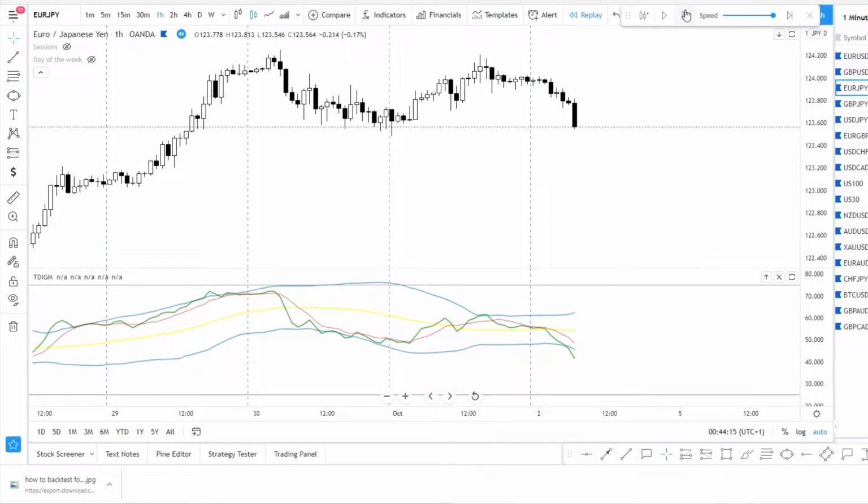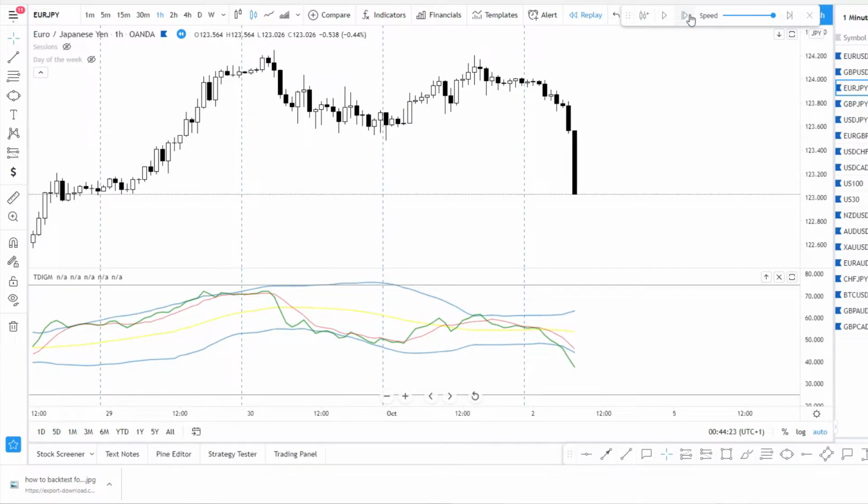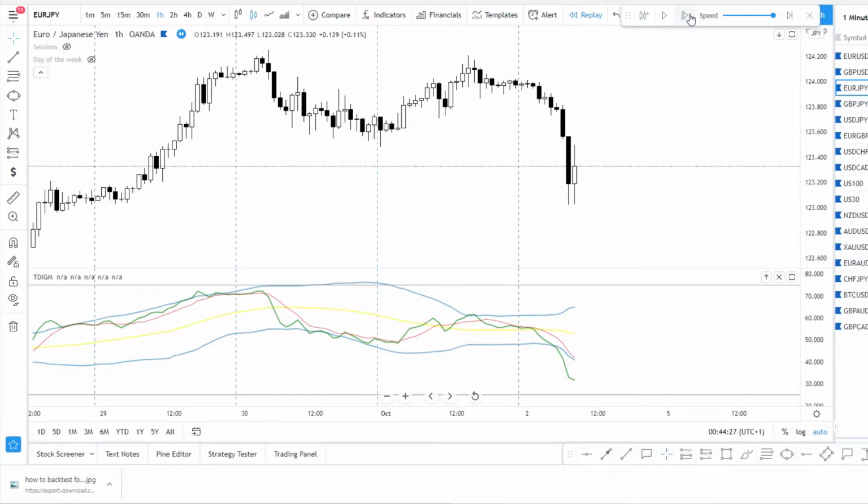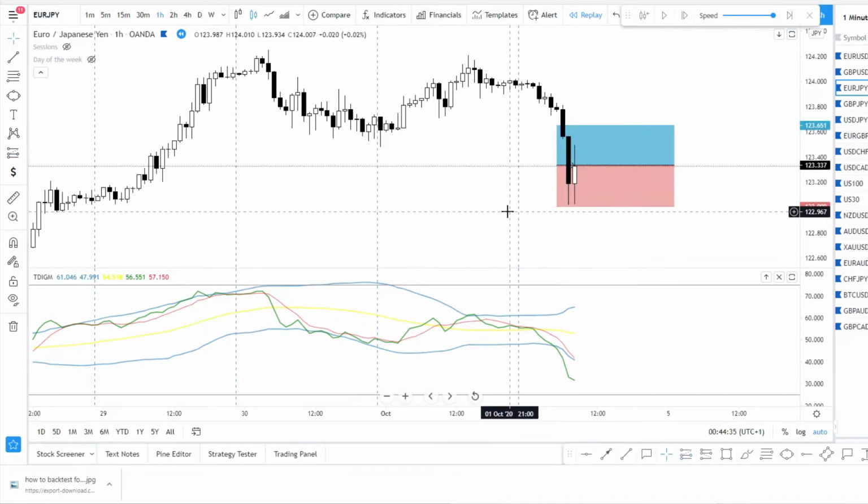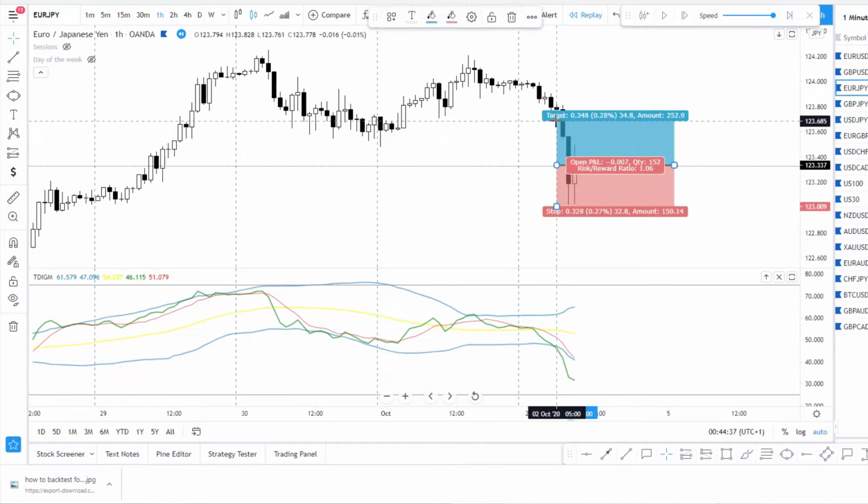Of course you can use a smaller time frame, but I'm using 1 hour, and as we can see now it's forming something, so let's wait. Yes. And this is good. This is good, and I'm going with 1 to 1.